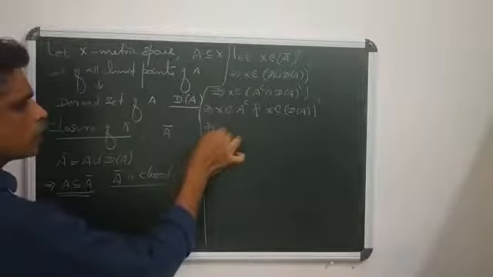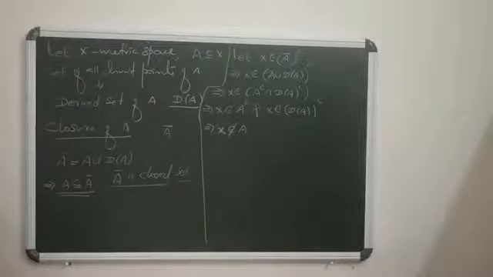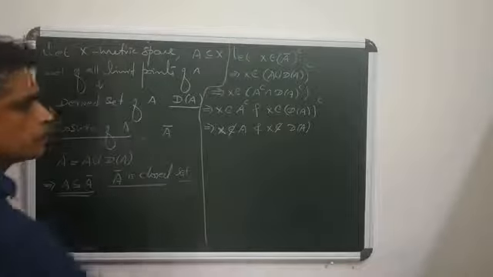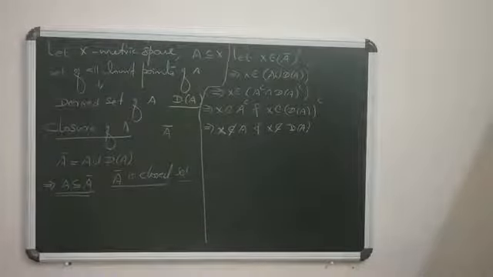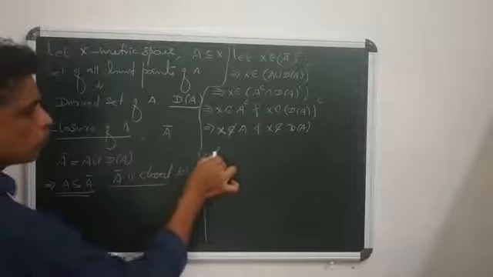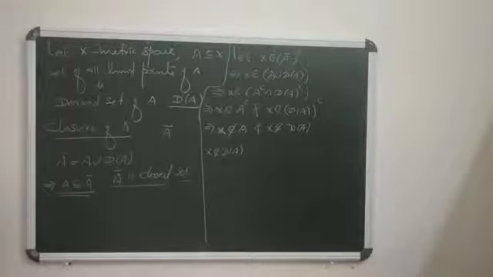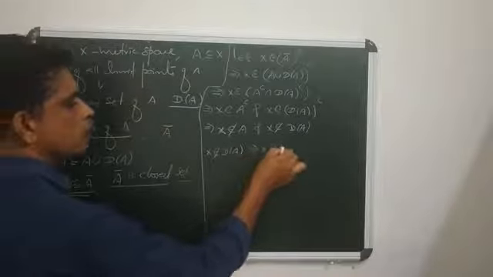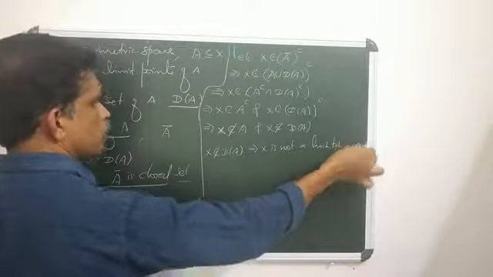x falls in A complement means clearly x is outside of A. x falls in D of A complement means x is outside of D of A. Agree? Now, D of A is the set of all limit points of A, the derived set of A. So x is not in D of A means x is not a limit point of A.